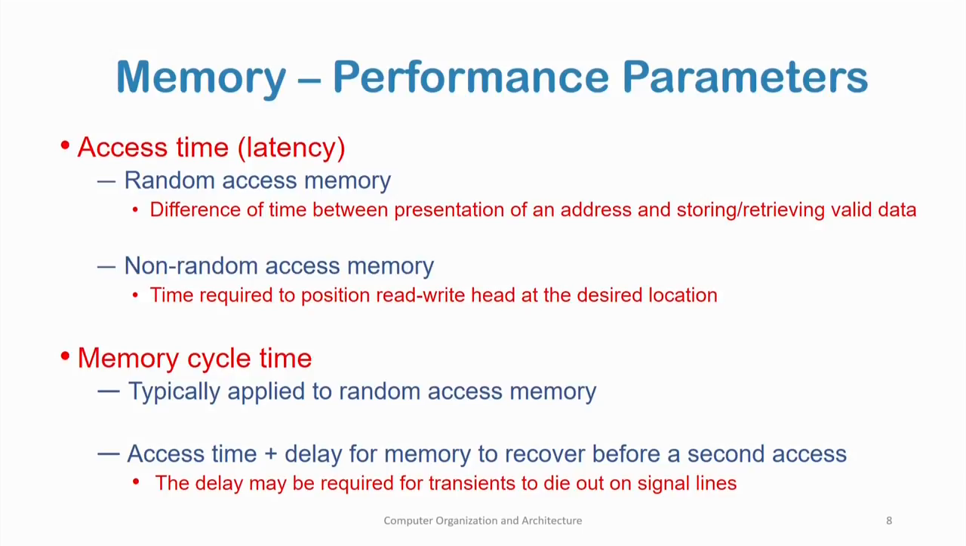So, this is the access latency for non-random access memories. Memory cycle time is typically applied to random access type of memory and is defined as the access time plus delay for memory to recover before a second access is made. This delay may be required for transient signals on the buses to die down before the next access can be made.